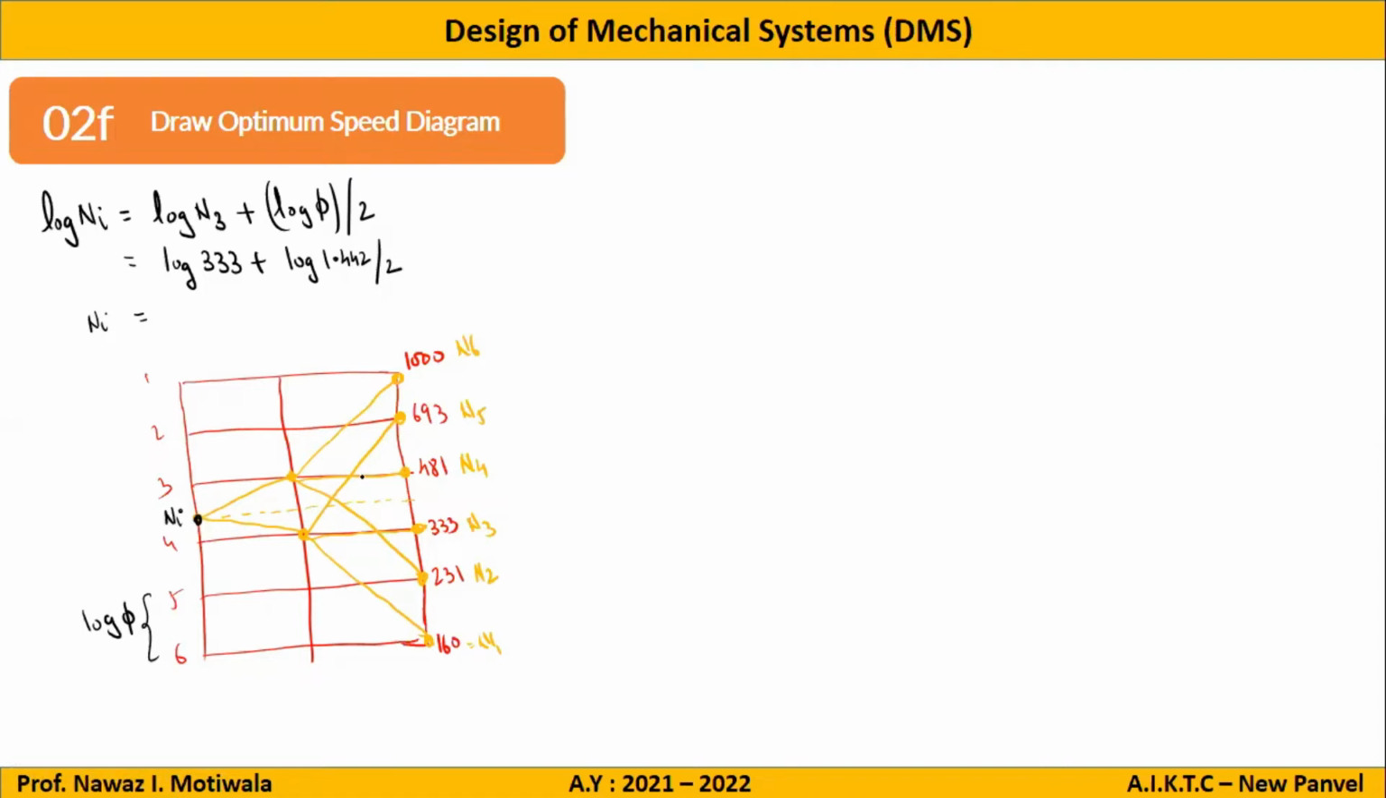400. Yes, 399, that's the correct answer, 477. 400. So Ni, we got 400. So I will write here, this Ni is 400 RPM. Okay, so this becomes my optimum speed diagram, in which we already knew the right side completely.